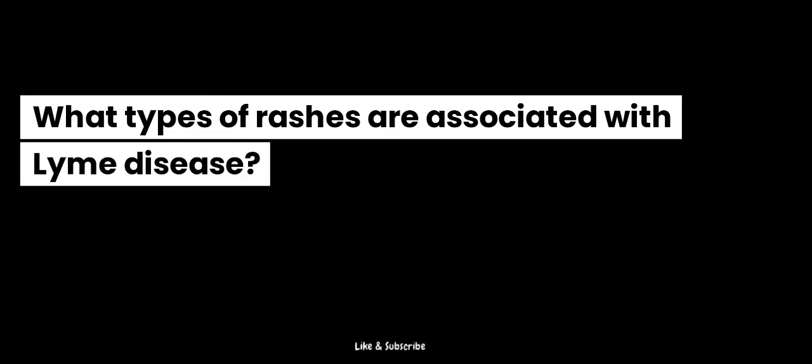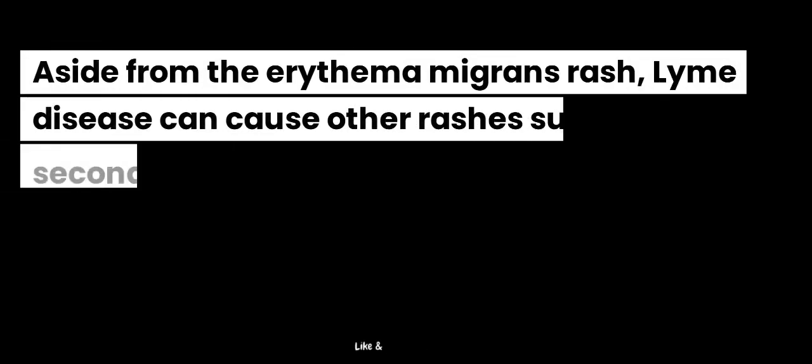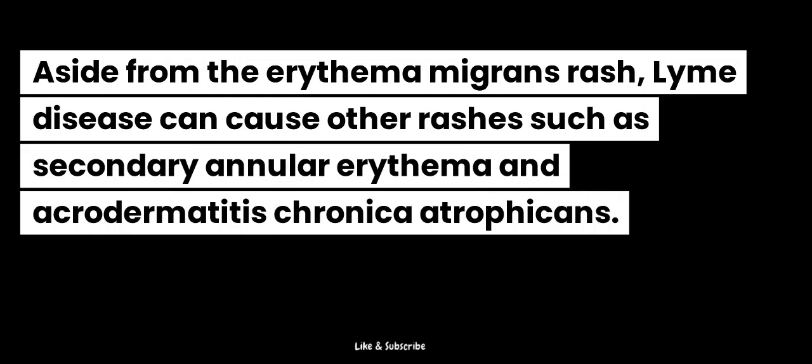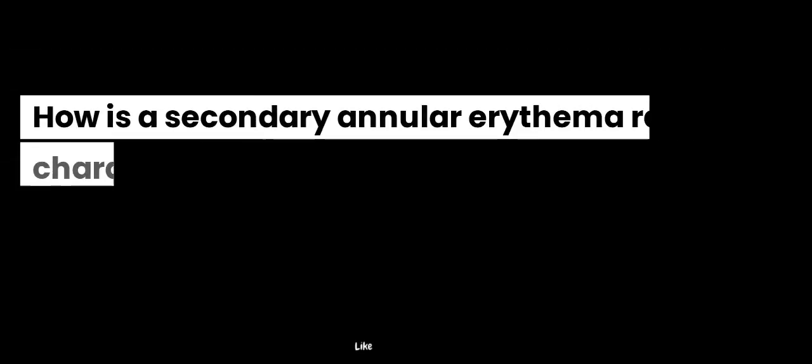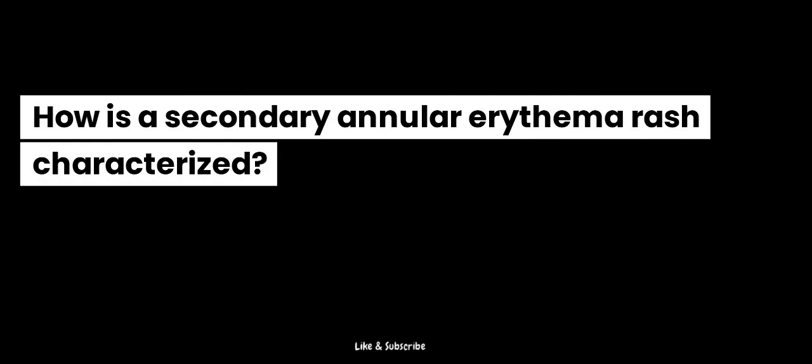19. What types of rashes are associated with Lyme disease? Aside from the erythema migrans rash, Lyme disease can cause other rashes such as secondary annular erythema and acrodermatitis chronica atrophicans.